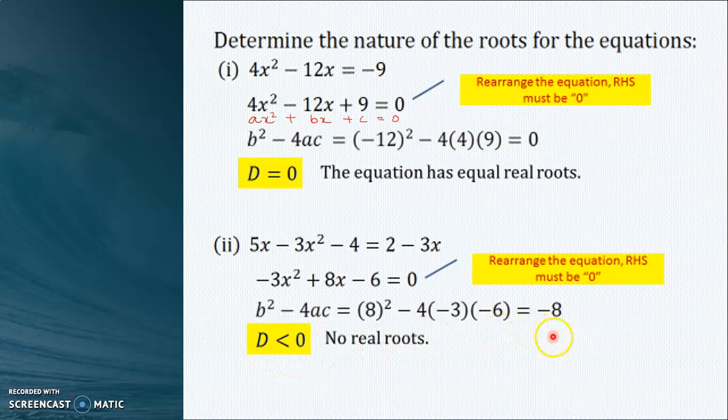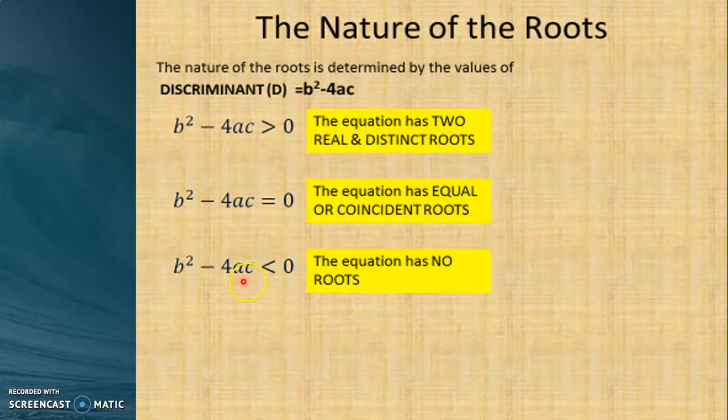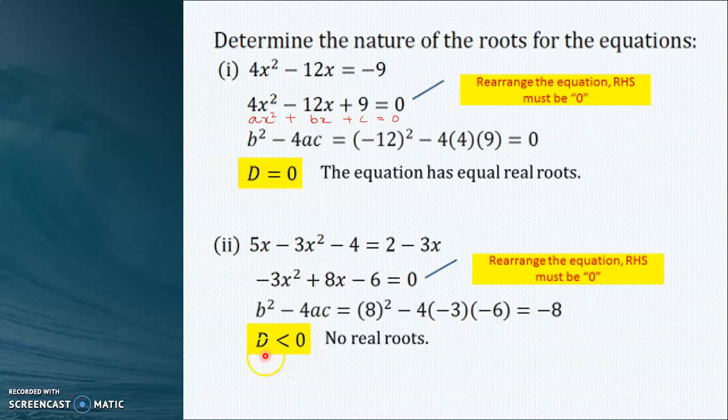Where do you get negative numbers, students? Numbers less than 0 are negative numbers. So this means our discriminant is less than 0. And what was that case? It will have no real roots. When the discriminant b² - 4ac is less than 0, the equation has no real roots. This is what I had explained to the students. Are you following? So the discriminant is less than 0, hence no real roots.